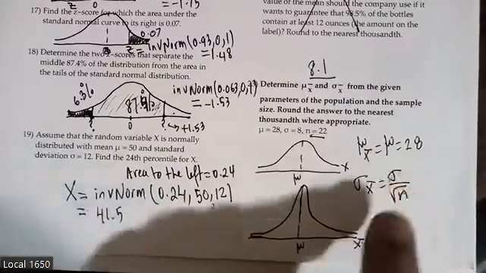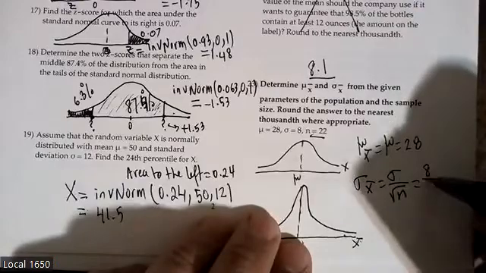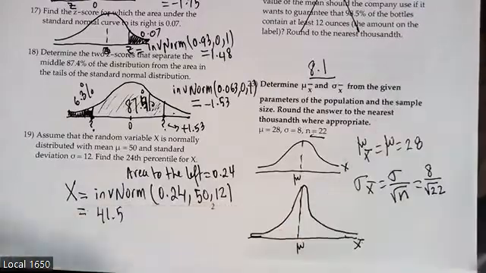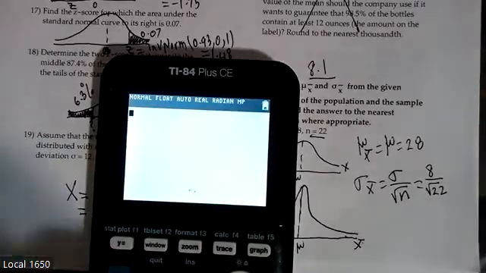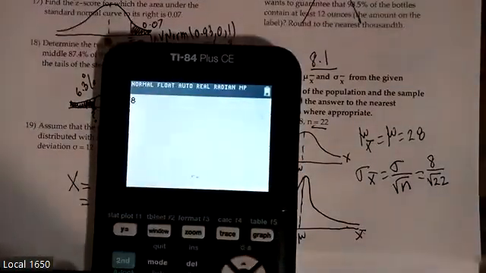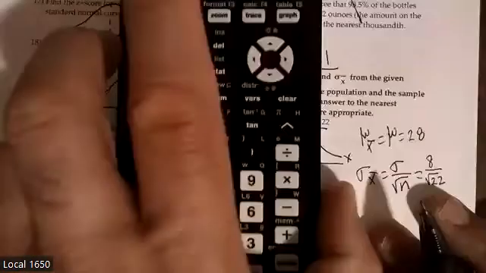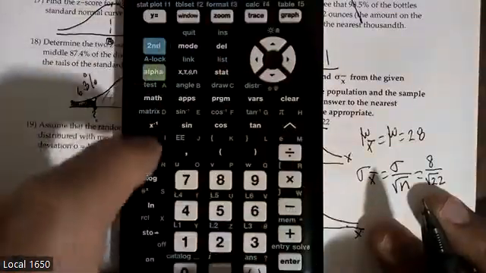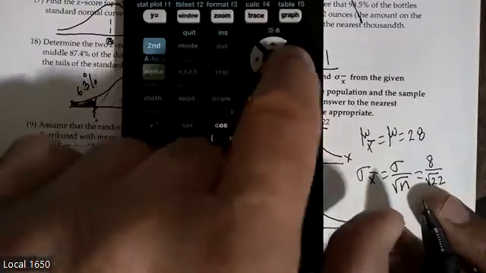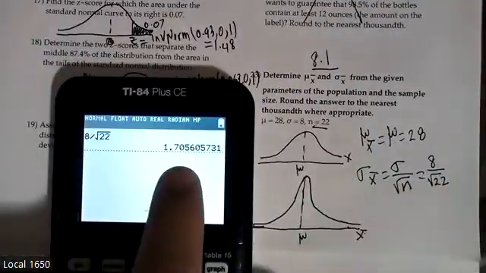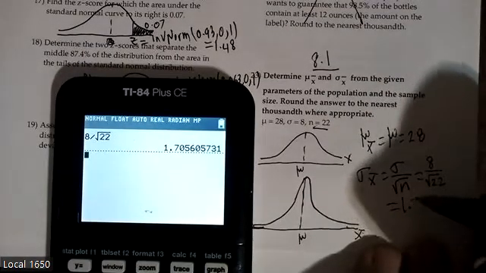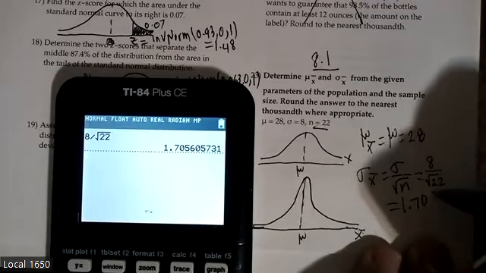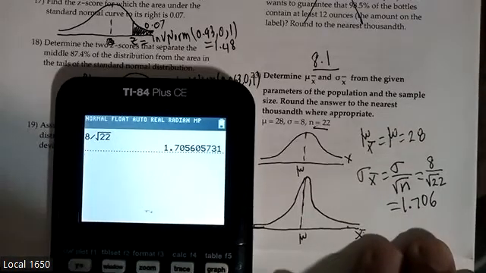So sigma will be 8 divided by the square root of 22. And to do this, you just do it on the home screen. 8 divided by, and here's how you find the square root. You just go second and key 22. Okay, well, he wants it to the nearest thousandth, meaning 3 decimal places. So what would that be, guys? 1.706.